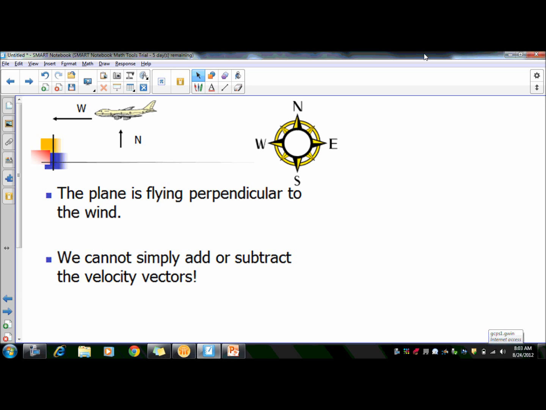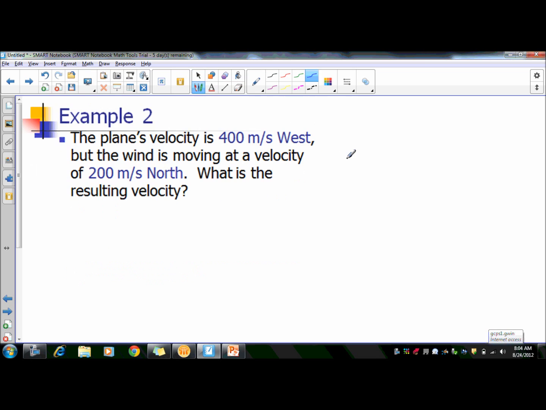And this was that extension question in the distance versus displacement problem that you had in that very first packet of 1D. All right, so in this example, we have the plane's velocity is 400 meters per second west. So we'll go ahead and draw that. So 400 meters per second to the west. And now the wind is going to go 200 meters per second north. So 200 meters per second north.